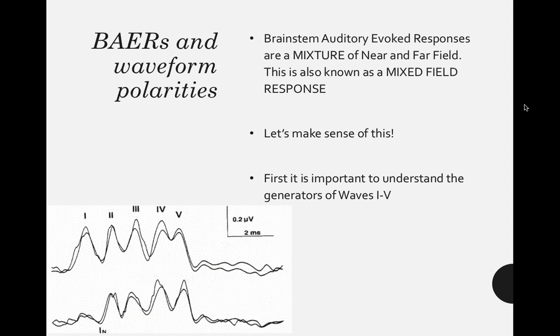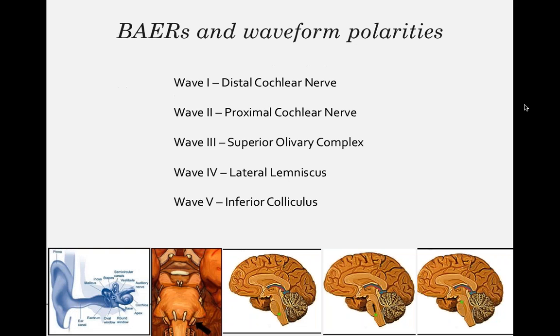So the first thing we have to do is understand the generators of waves 1 through 5. Where are these signals coming from? Wave 1 is the distal cochlear nerve. Wave 2, the proximal cochlear nerve. Wave 3, the superior olivary complex. Wave 4, the lateral lemniscus. And wave 5, the inferior colliculus.